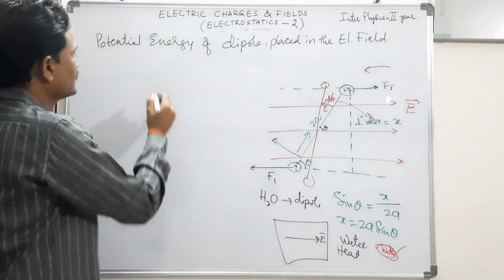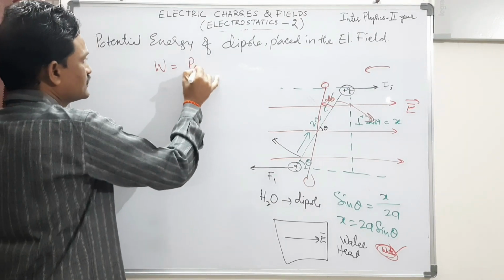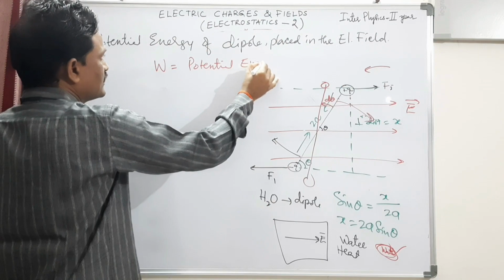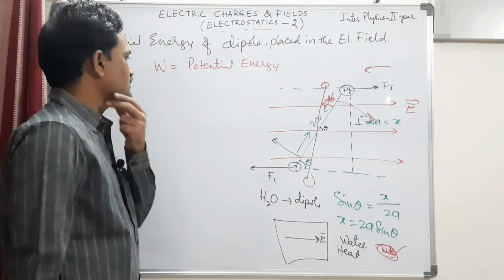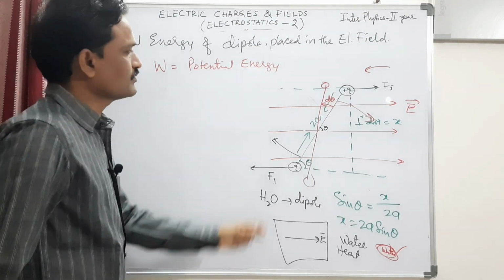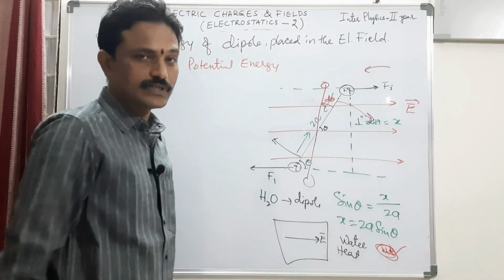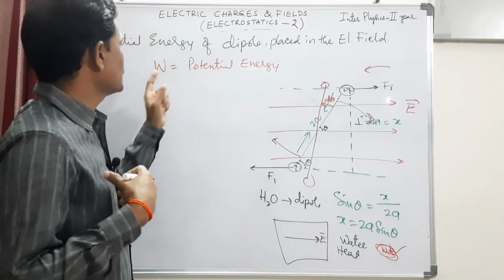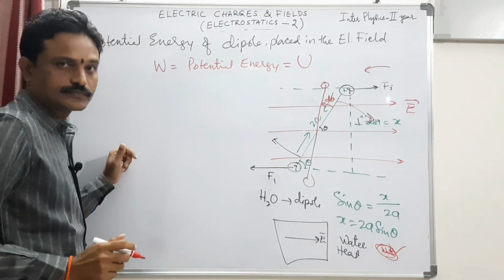So whatever work is done against the wish of the object is stored as potential energy. This you might have studied in your first year. Potential energy is nothing but the energy stored when some work is done against the wish of the object. So it wants to move in this direction, but I am trying to rotate in the opposite direction. The work done by me, that is the external agent, is stored as potential energy. We indicate potential energy by U.